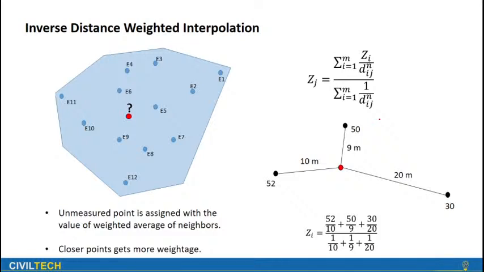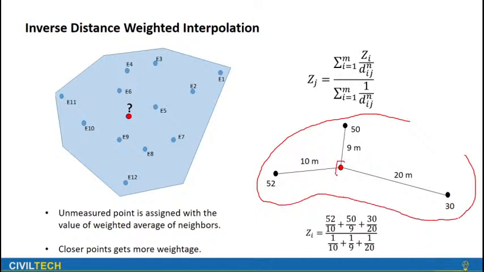One is inverse distance weighted interpolation and the other is kriging interpolation. Even in kriging you'll have multiple types, but due to time constraint we have just demonstrated with a small numerical and then demonstrated this inverse distance weighted interpolation technique. Let us consider 3 points over here. This is my unknown point, right? I know the value here is 52, the value here is 50, and the value here is 30. And I know the distances between these points as well: 10 meters, 9 meters and 20 meters.